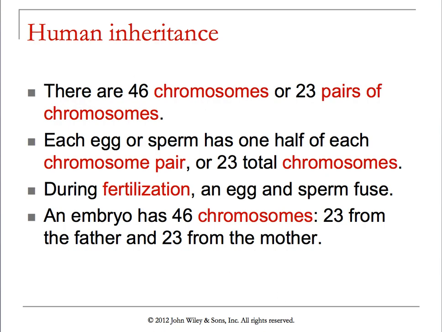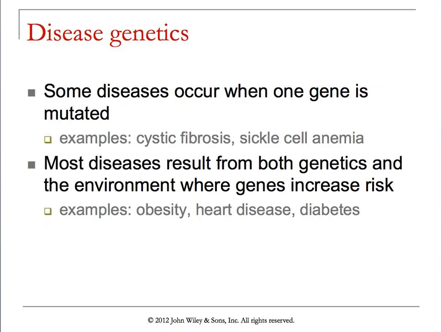So what does this have to do with you? Well, with human inheritance, you have 46 chromosomes or 23 pairs of chromosomes. Each egg or sperm has 1/2 of each chromosome pair or 23 total chromosomes. During fertilization, an egg and sperm fuse together, resulting in an embryo that has 46 chromosomes, 23 from its father and 23 from its mother.